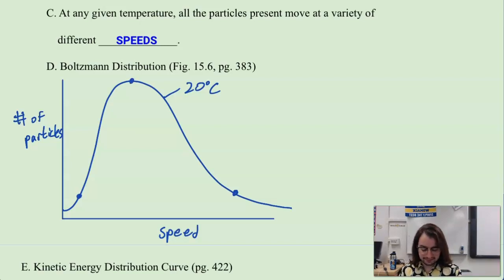Now, I could change this graph depending on the temperature. Let's say, for example, that I increase the temperature. What do you think is going to happen to the graph? Well, if I increase the temperature, the graph is going to stay relatively the same, but I'm going to have a greater distribution of gases that are going faster. So my graph is going to flatten out. It's going to change its shape just a little bit.